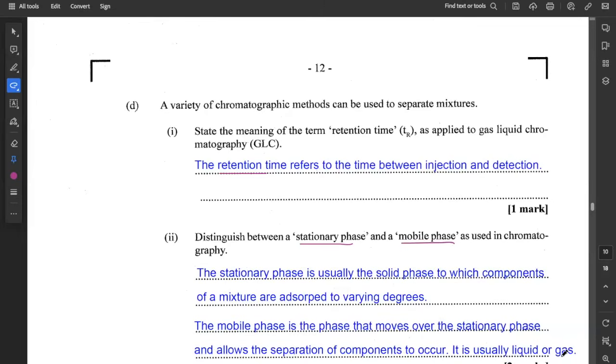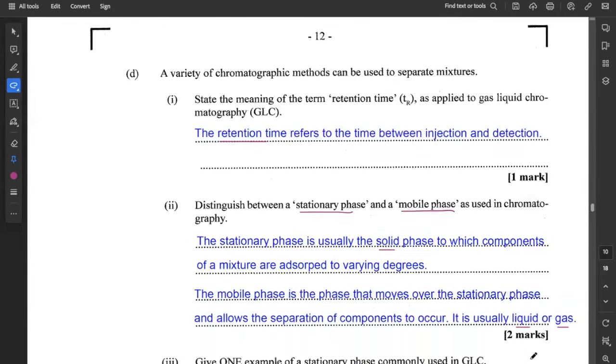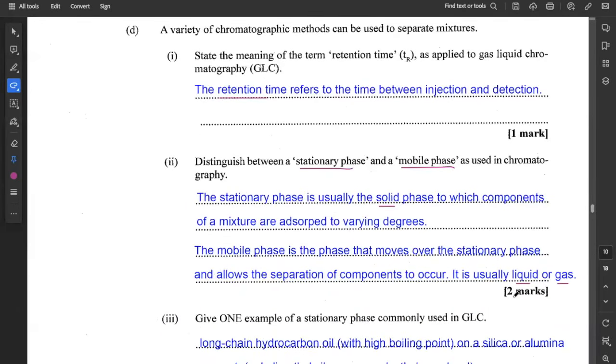So if we capture the fact that one is sticking, that's not moving, and one is moving, as well as what their states usually are, so this one is usually solid and this one is usually liquid, then I think we're good for 2 marks here, okay? All right, so moving along to part 3.